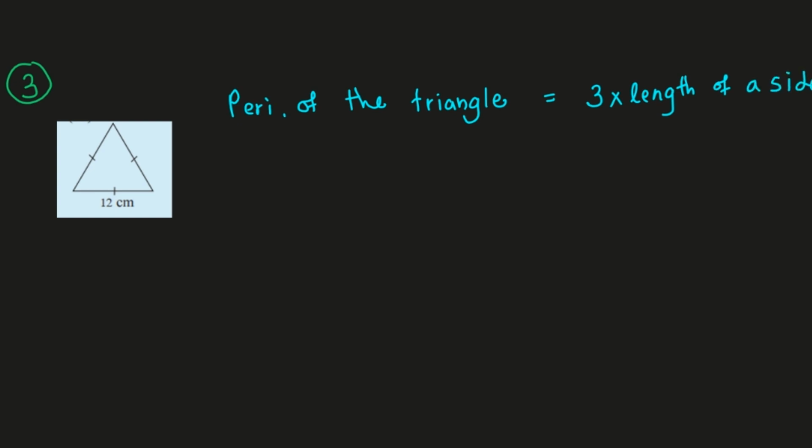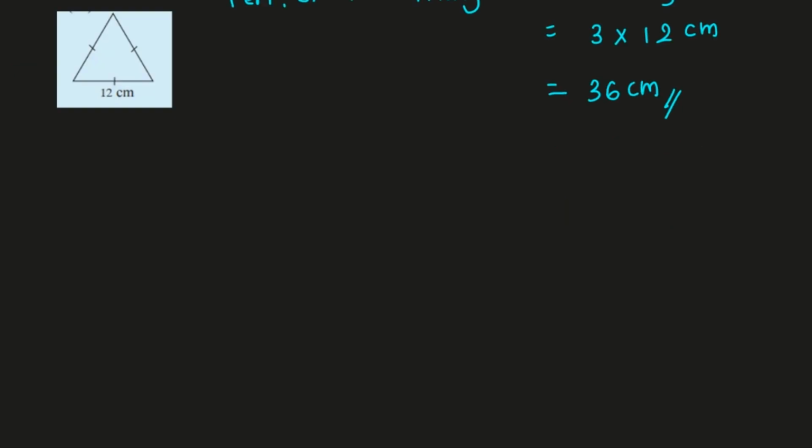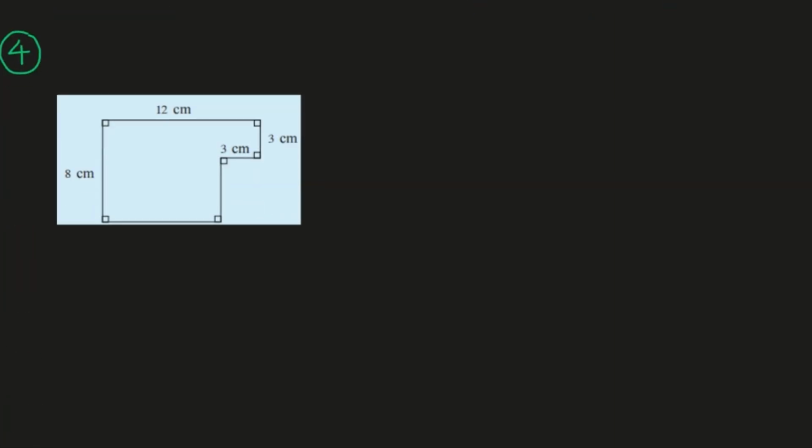In that square, what did we do? We just multiply the length of a side by 4. So in here, since all the sides are equal to each other, we can simply multiply the length of a side by 3. So 3 into what's the length of a side? It's 12 centimeters. So the answer will be 36 centimeters. That's all. Okay, let's go to the fourth question.